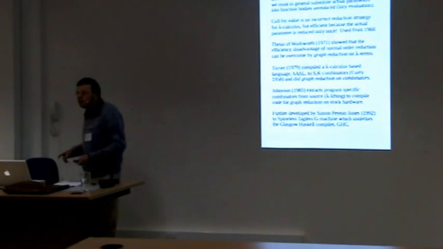Right. The second Church-Rosser theorem says that in general we must substitute actual parameters into function bodies unevaluated. Call by value is more efficient because the actual parameter is evaluated only once. Like that.